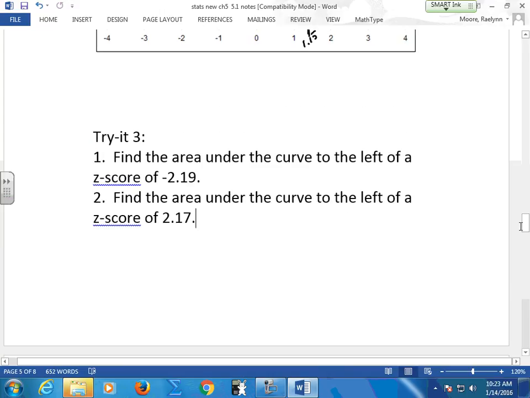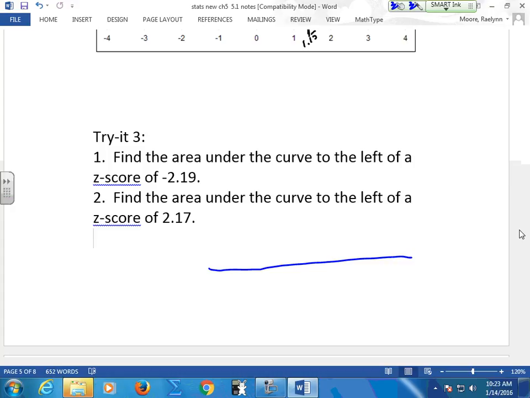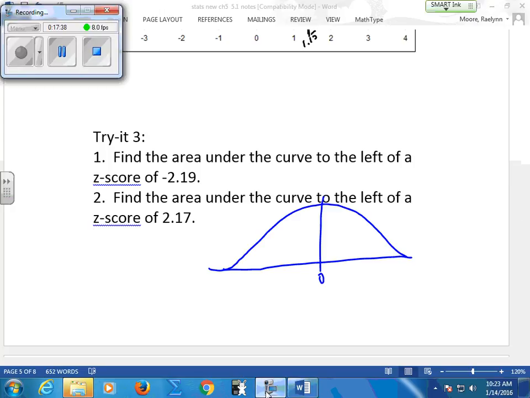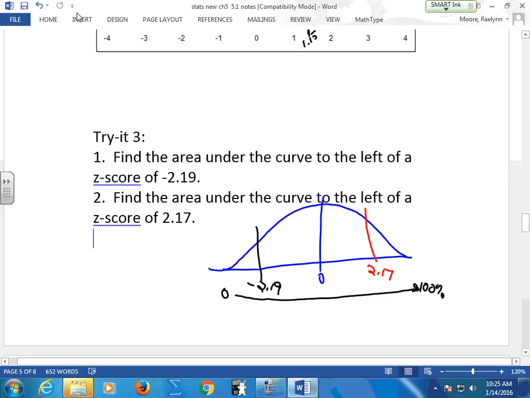Okay, so now you guys are going to find me these two things. Make a sketch on your paper and locate the area to the left of negative 2.19 and then to the left of 2.17. Alright, so what did we get for the left of negative 2.19?